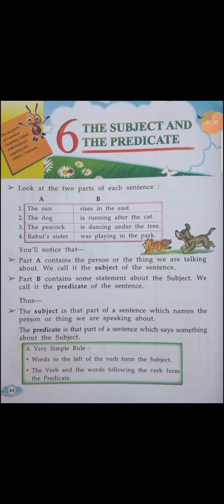See, in the examples which we saw on the first page, look at the example 2, 3 and 4. The dog is running after the cat. The peacock is dancing under the tree. Rahul's sister was playing in the park. Now in these 3 sentences also, 2 verbs are used. One is the main verb, that is running, dancing and playing. These are the actions, so they are the main verbs. And the other, they are given before the main verb, is and was. Did you understand, every one of you, that 2 verbs can also be used in one sentence? 2, 3, even more.